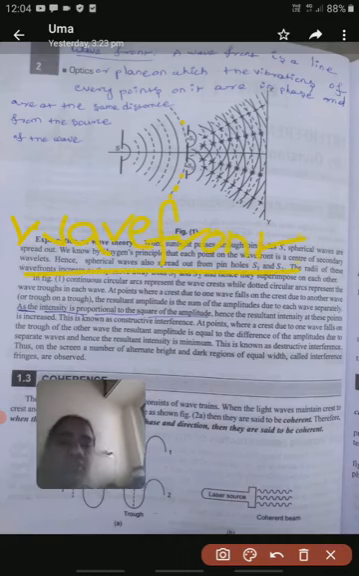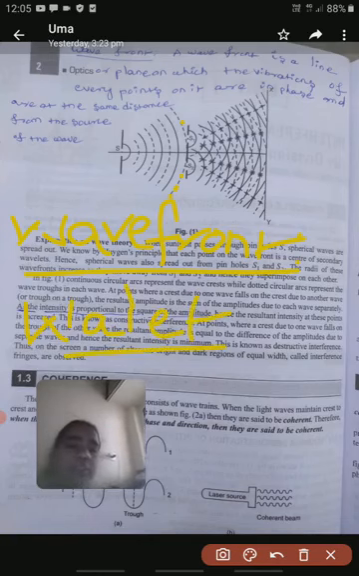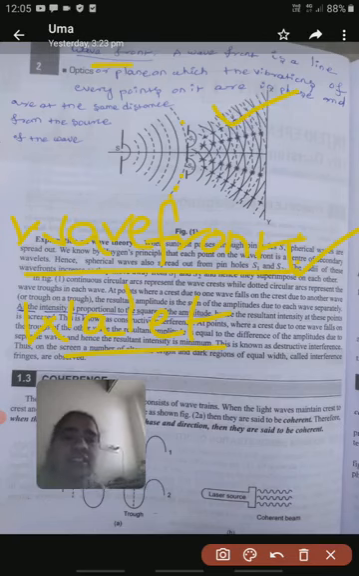Here we should know what is meant by wave front and wavelet. These are two important terms involved in this experiment. This is the definition of the wave front: a line or plane on which the vibrations of every point on it are in phase and are at the same distance from the source of the wave.